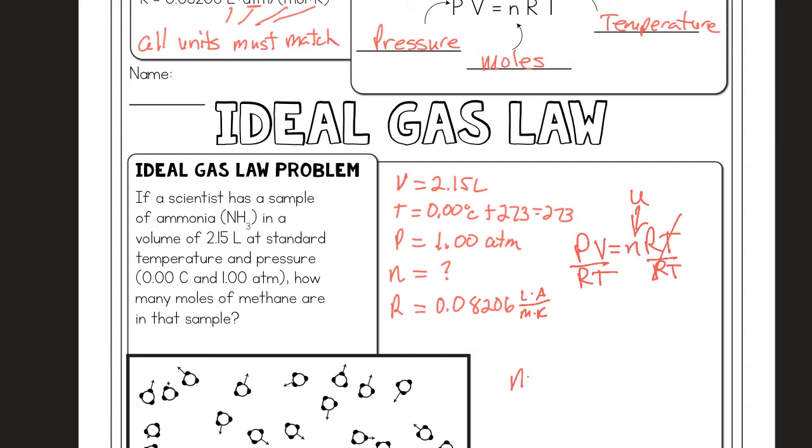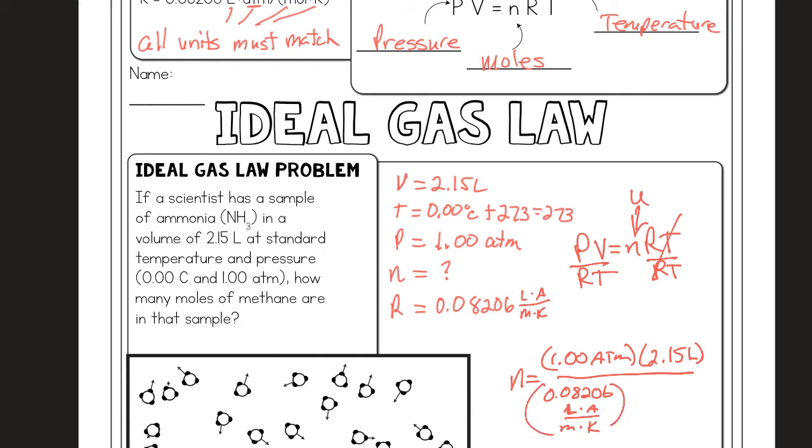So N equals, now I'm just going to substitute in the numbers. My pressure was 1.00 atmospheres. My volume is 2.15 liters. The R constant is 0.08206 liters atmospheres per mole per degree Kelvin.